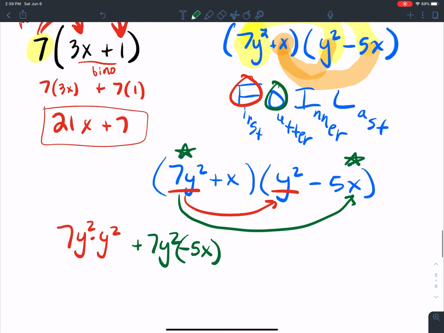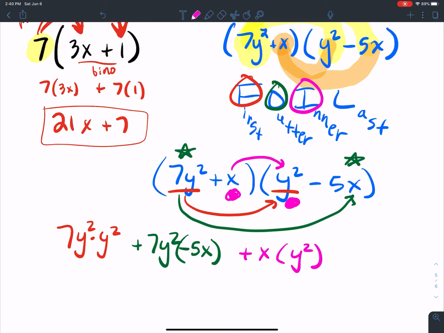Okay. Inner, the inside, so that's this term, this x, and this y. Okay, that's the inside there. So I'm going to multiply those two insides together. I have a positive x times a y squared.